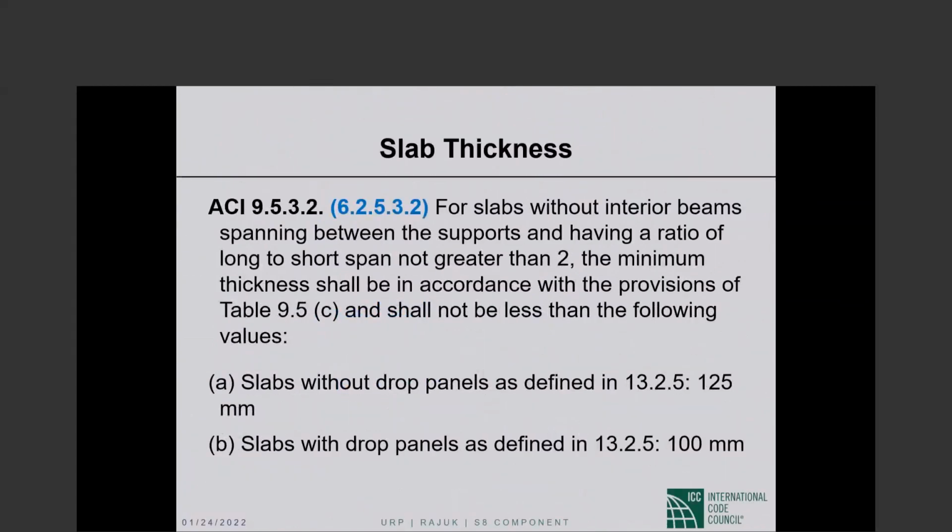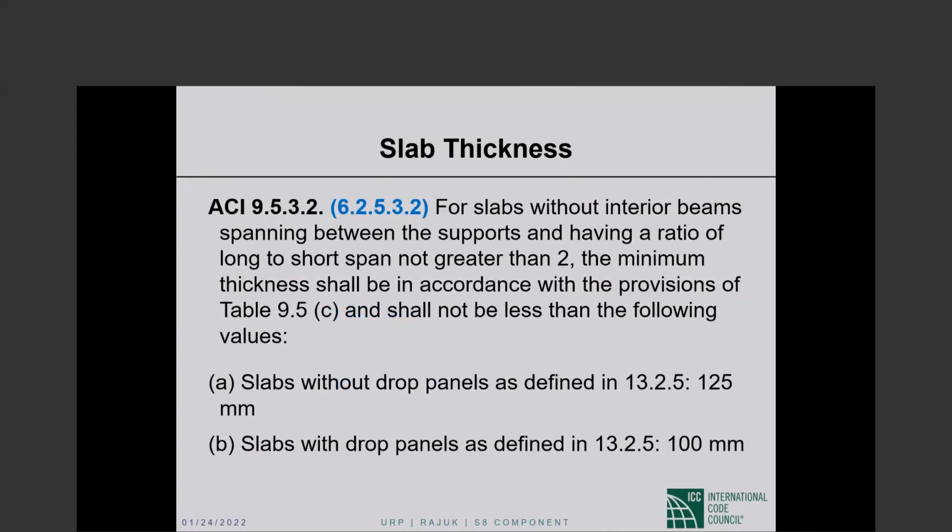Okay. For slabs without interior beam spanning between the supports, having a ratio of long to short span not greater than 2, the minimum thickness shall be in accordance with table 9.5c. We will take a look at the table. We have seen it before.